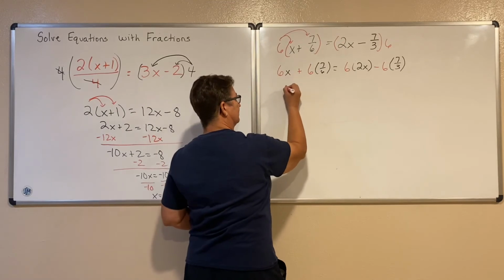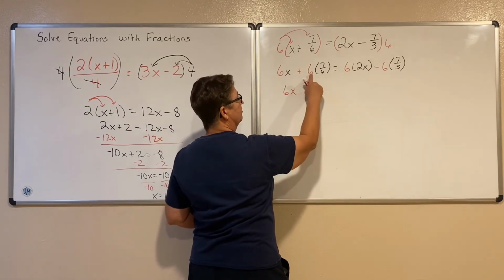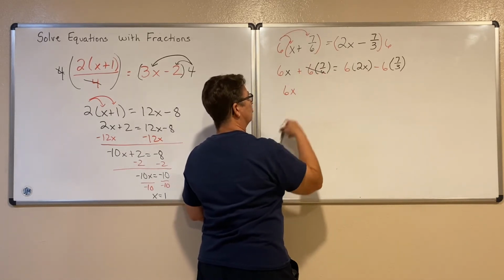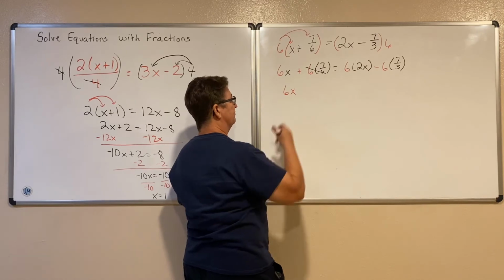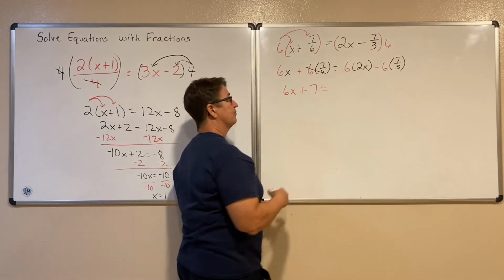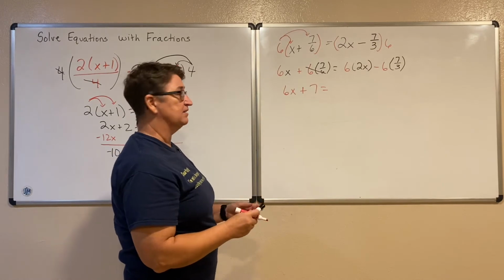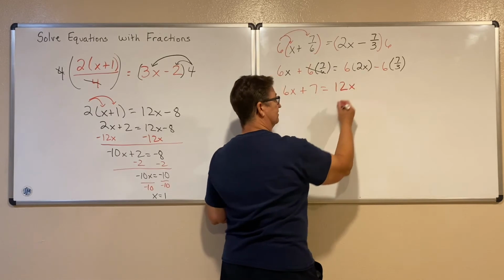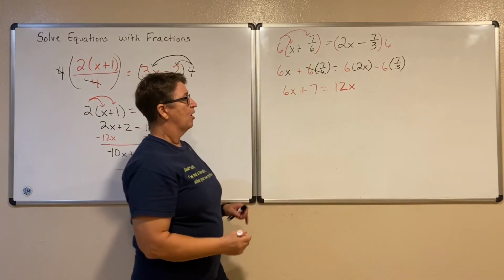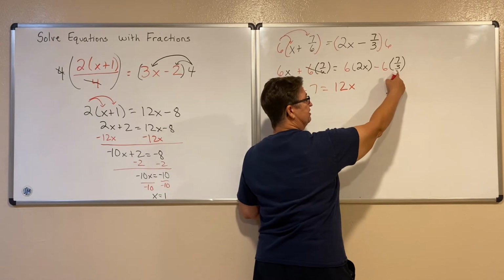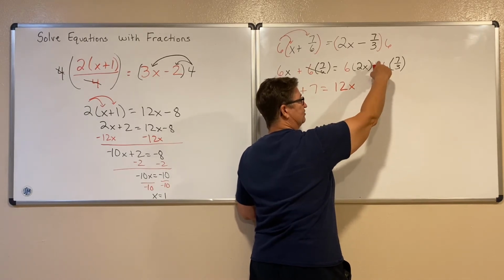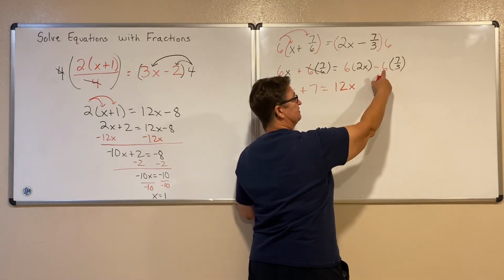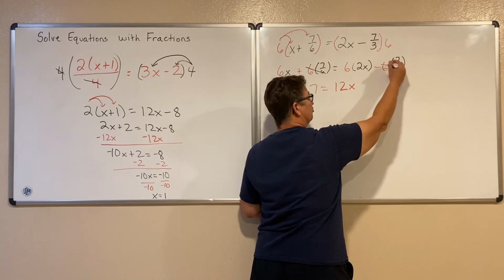So 6 times x is just 6x. This 6 divided by that 6 becomes 1. So it just leaves me with plus 7. On the right, 6 times 2x is 12x. On this one, since this number is not the same as that, I can't just make them 1. But I can still do that division. 6 divided by 3 is 2.